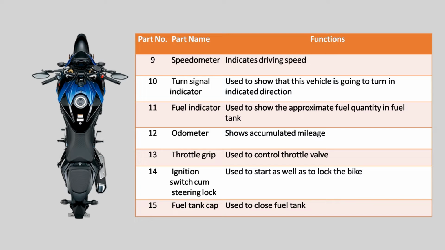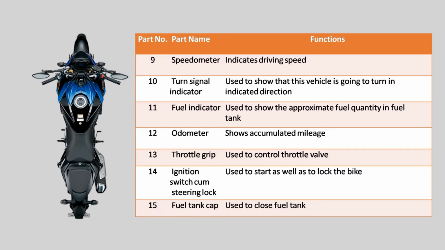Fuel indicator, it is an important indicator which is connected with the fuel tank. It is used to show the approximate fuel quantity in the fuel tank. Then odometer. Odometer is combined with your speedometer. It will show the accumulated mileage. Nowadays, if you are going from one place to another place, it will also tell how many kilometers or miles you have covered.